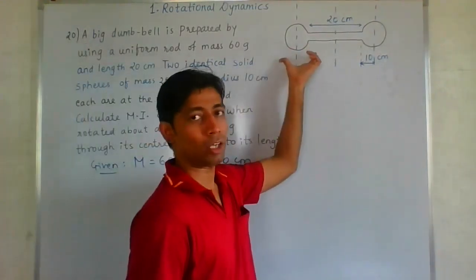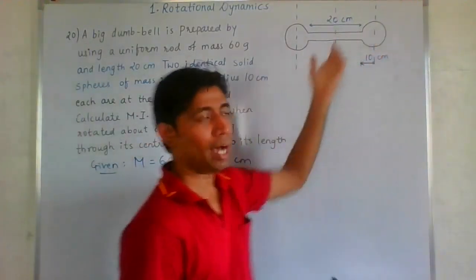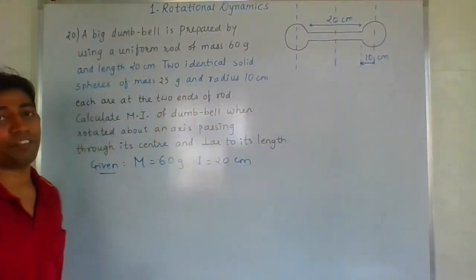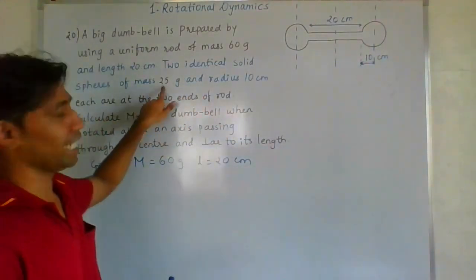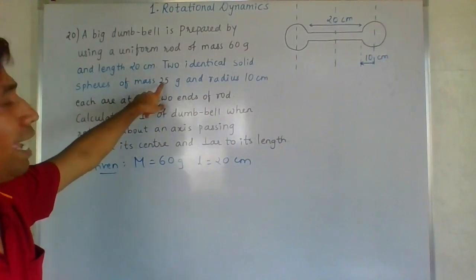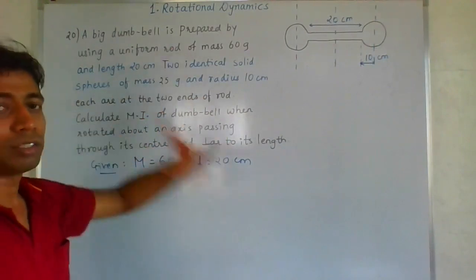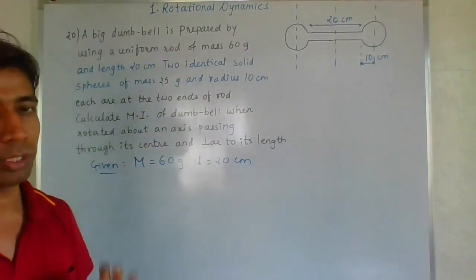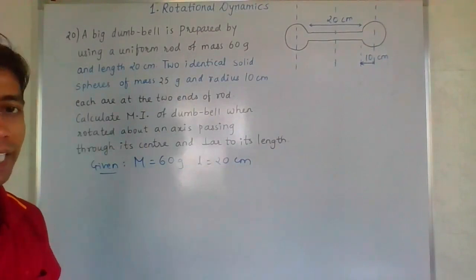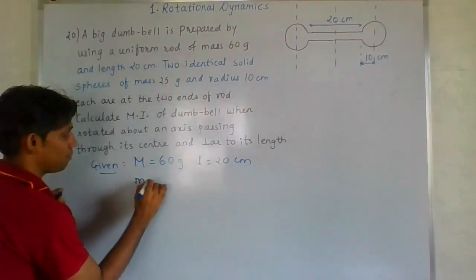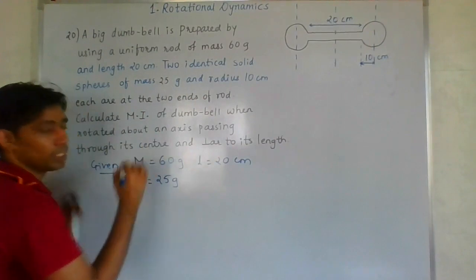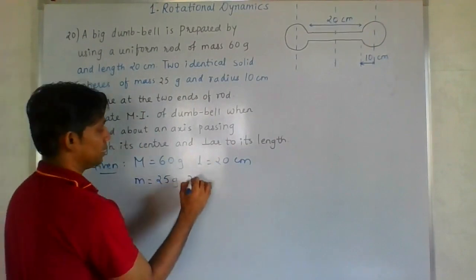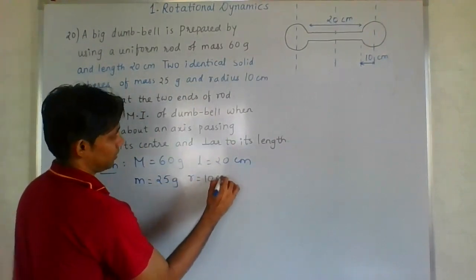So these are those spherical objects, okay? Whose mass we have to consider as 25 gram. Now, try to understand. The textbook has 50 gram. I have changed it to 25 grams because our answer will match with the textbook. There is some error in the textbook regarding this. So, small m is the mass of the sphere. And its radius is small r, which is 10.